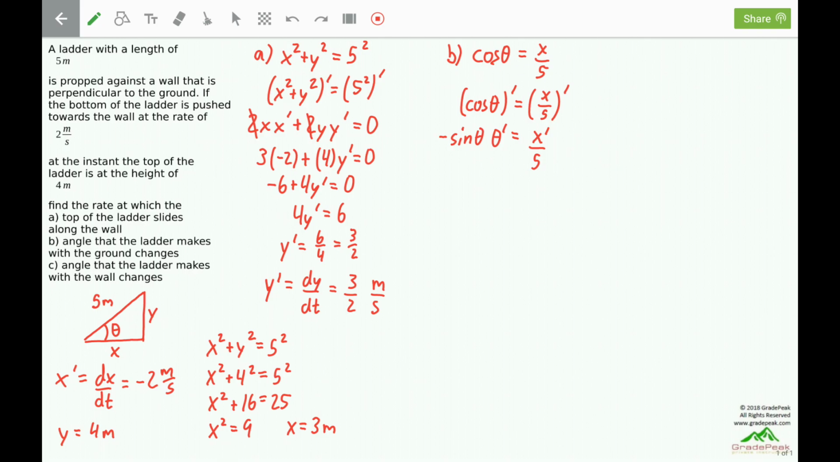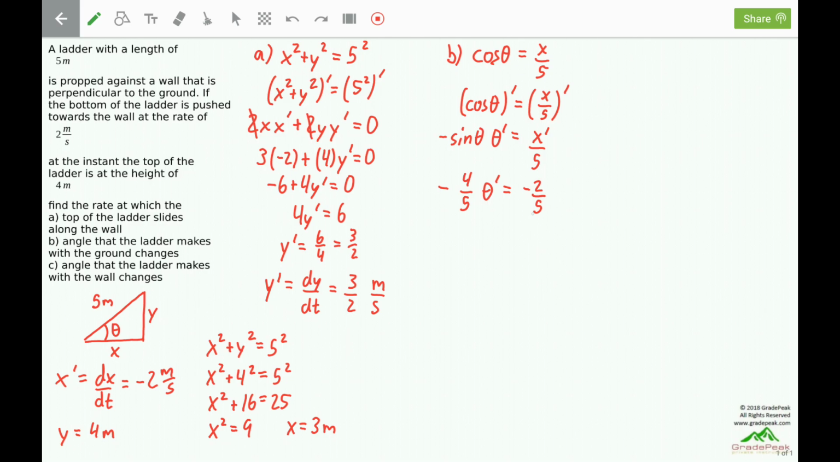We can now plug numbers in. We have the negative sine of theta. Now sine of theta, if we look at the triangle, will be the opposite over the hypotenuse. The opposite is y, and we know a y value, that's a 4, and the hypotenuse is a 5. So the sine of theta is just 4 over 5, and there's a negative in front of it. Theta prime is what we're trying to find out. X prime was given to us, and that's a negative 2 over 5.